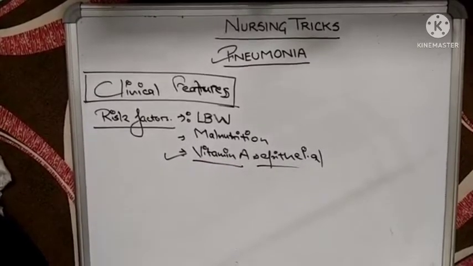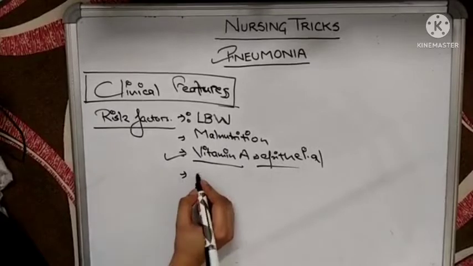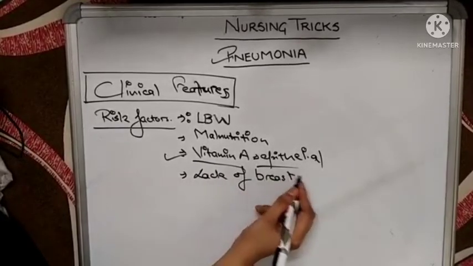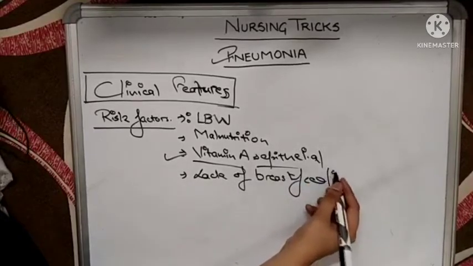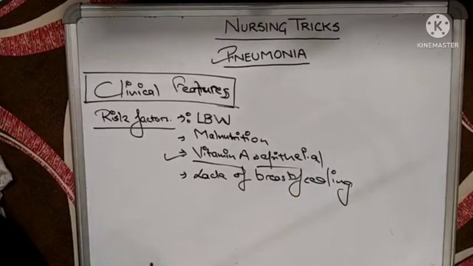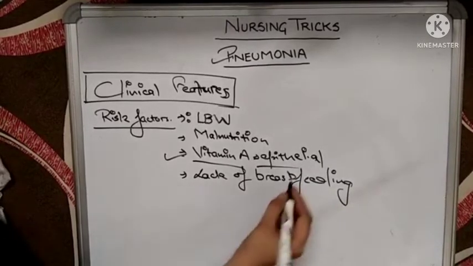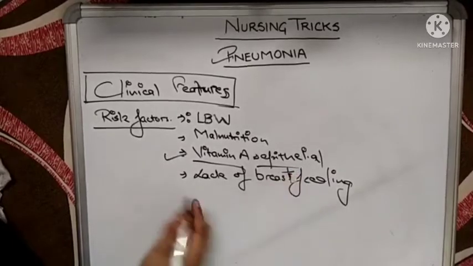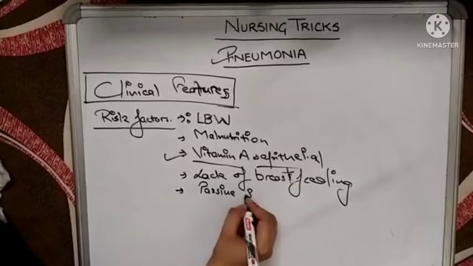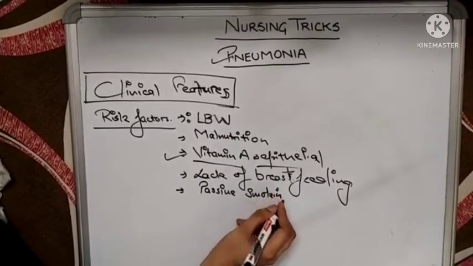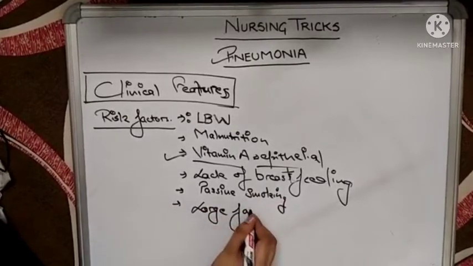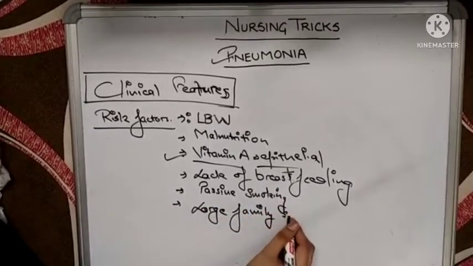Okay, then next is the lack of breastfeeding. Breastfeeding is the optimum, or you can say the best nutrition for the child. So lack of breastfeeding, if it is there, can lead to this. Or passive smoking, or a large family size can also lead to this.